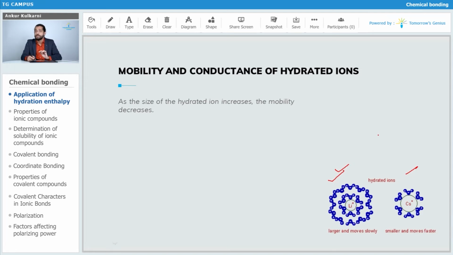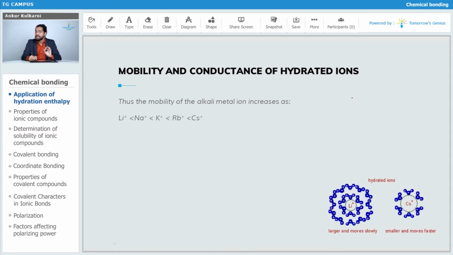So the same thing happens over here. The size of the hydrated ion plays an important role in determining mobility. So if the size of the hydrated ion is more, obviously the mobility, the speed, will be less as compared to the other ion which has a smaller hydrated ion. So if the size of the hydrated ion is more, the mobility will be less. If the size of the hydrated ion is less, the mobility is more. I hope you are clear with this. Let's move on to the next concept.